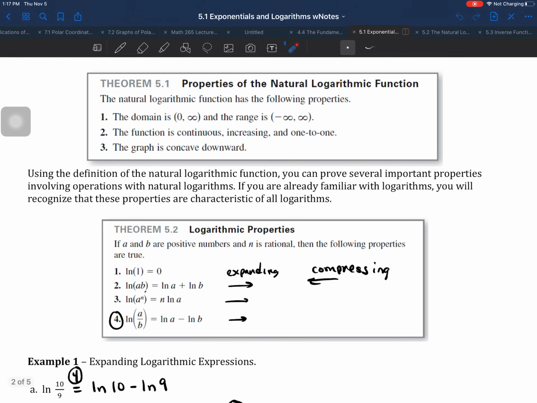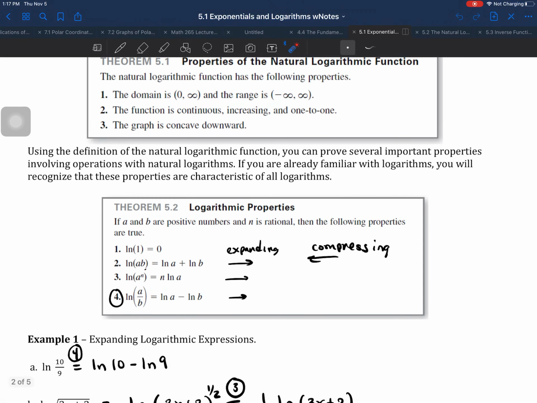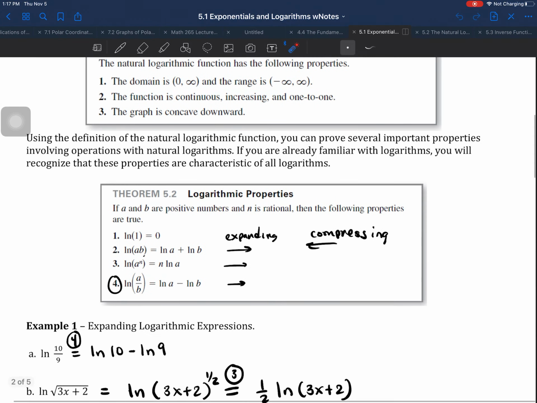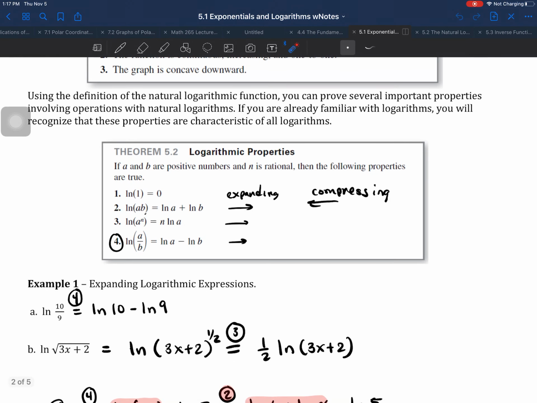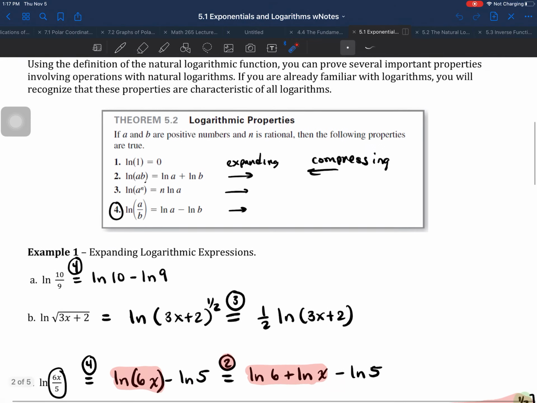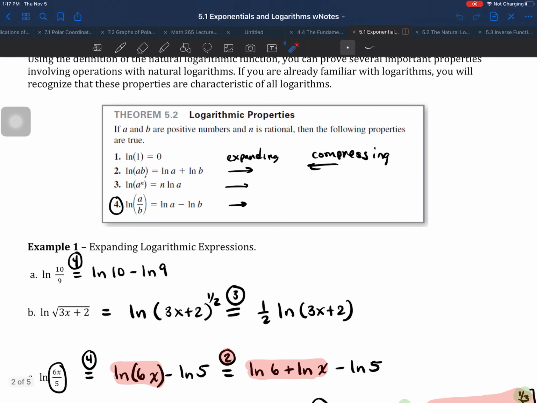Using the definition of the natural logarithm function, you can prove several important properties involving operations with natural logarithms. If you're already familiar with logarithms, you'll recognize that these properties are characteristic of all logarithms. Theorem 5.2, Logarithmic properties. If a and b are positive numbers and n is rational, then the following properties are true.